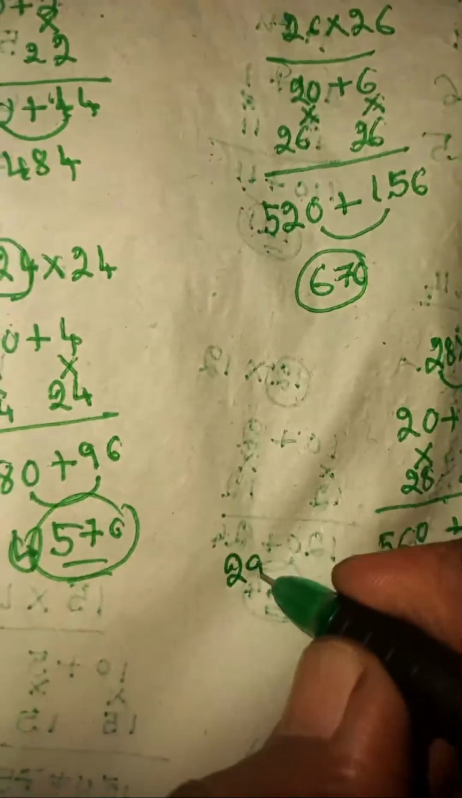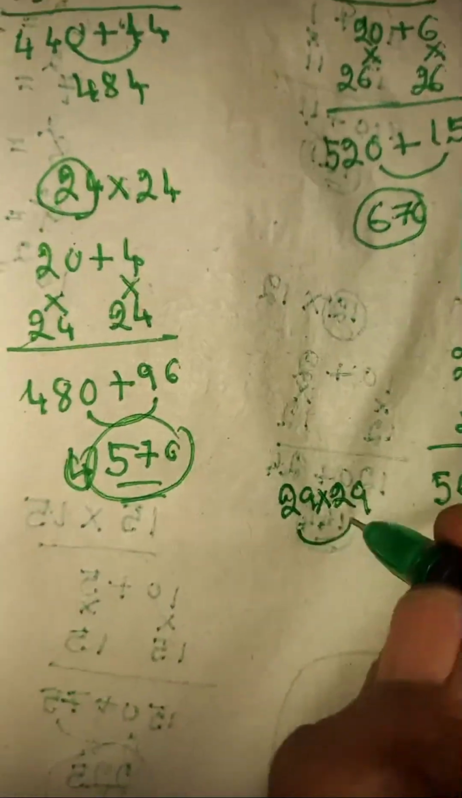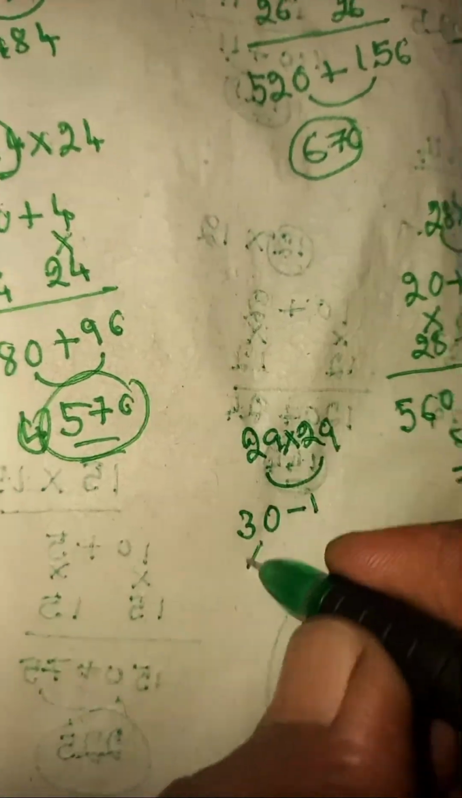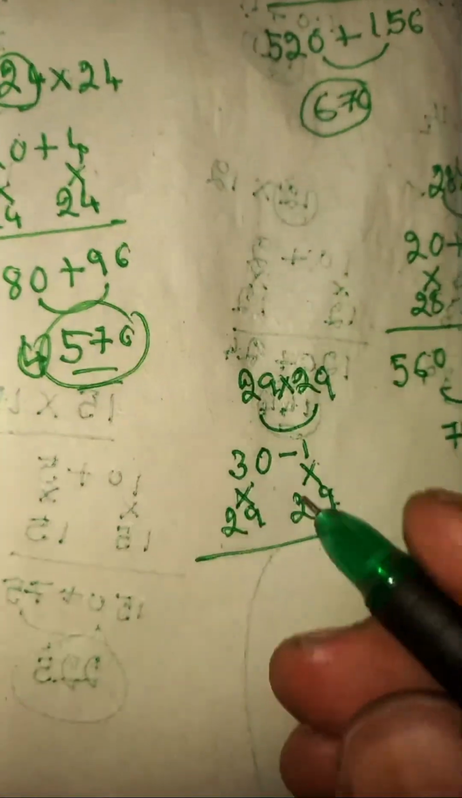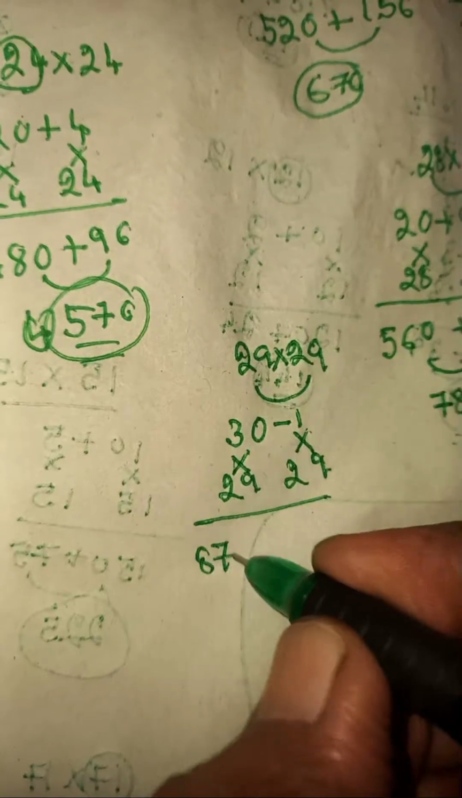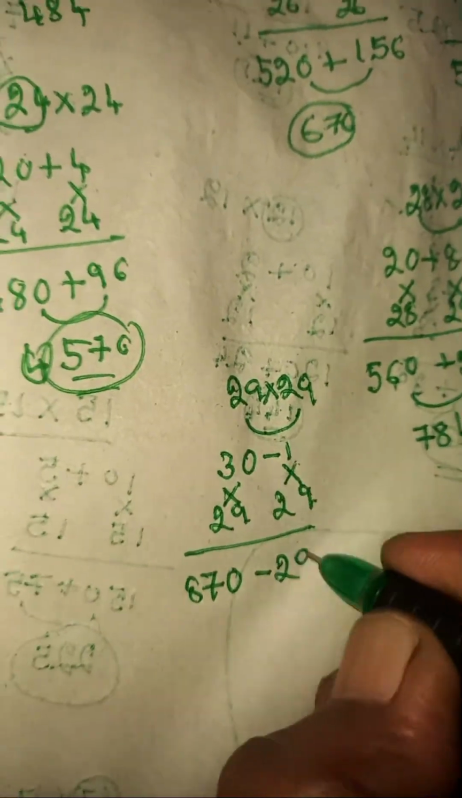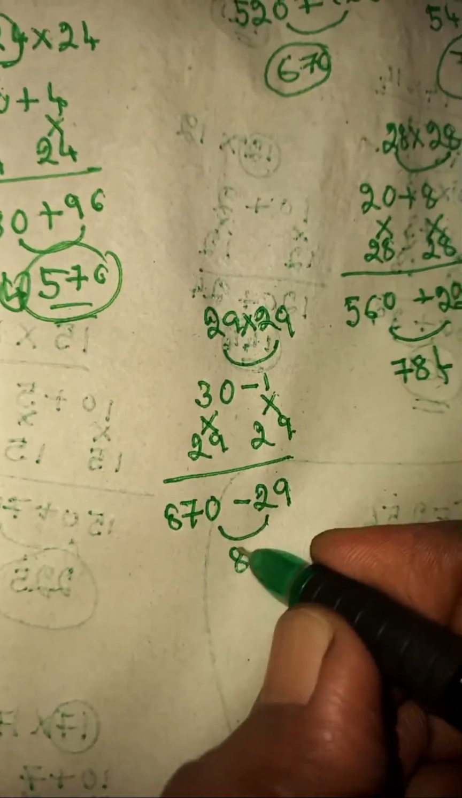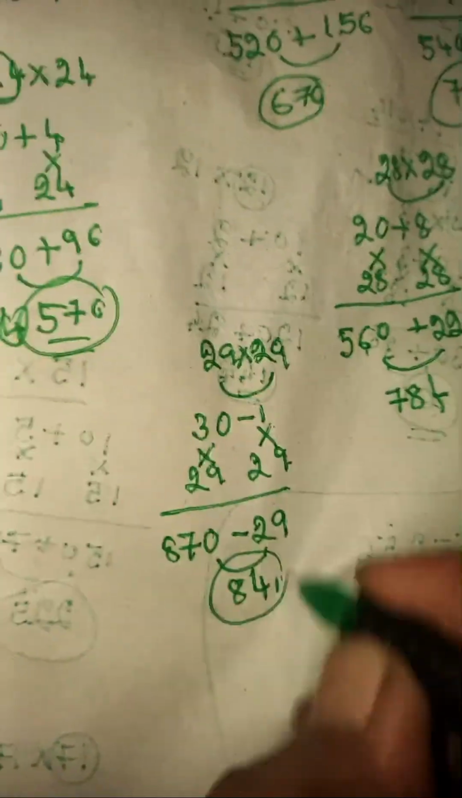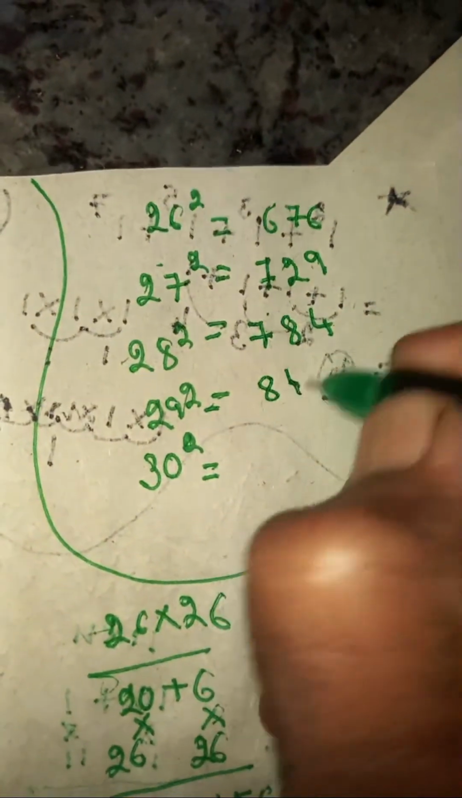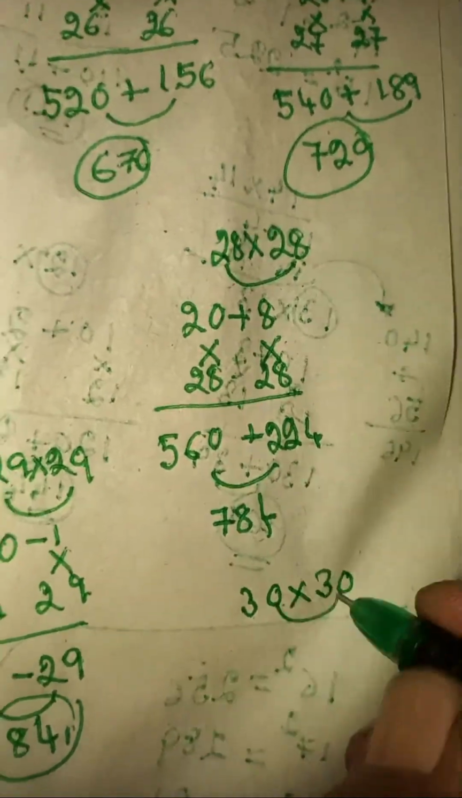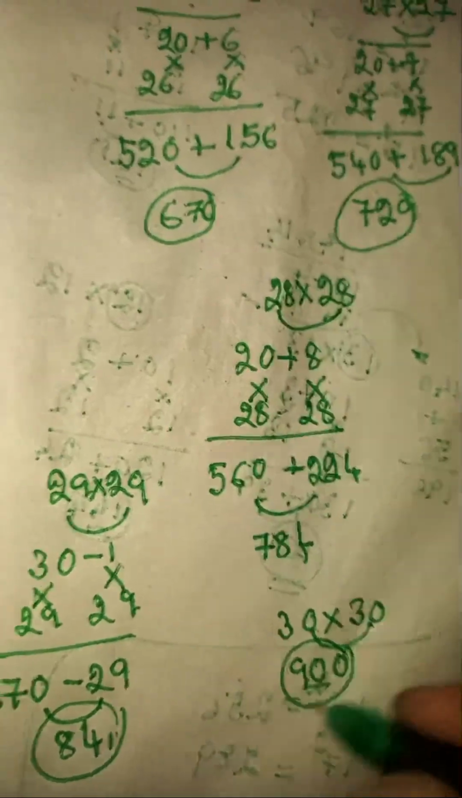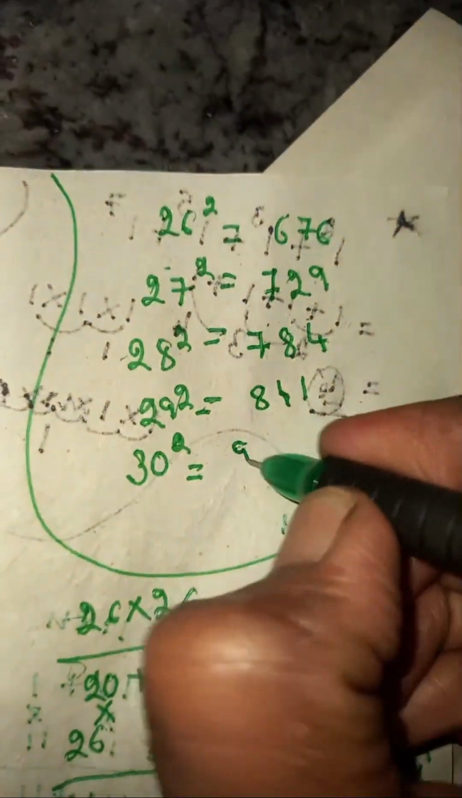29 square. 29 times 29. Here you can split it as 30 minus 1. Here also 29, and here also multiply with 29. 29 times 3 is 87, so it is 870 minus 29, which is going to become 841. That's 29 square. And 30 square, you can write it as 30 times 30. 3 times 3 is 9 with 2 zeros. It becomes 900.